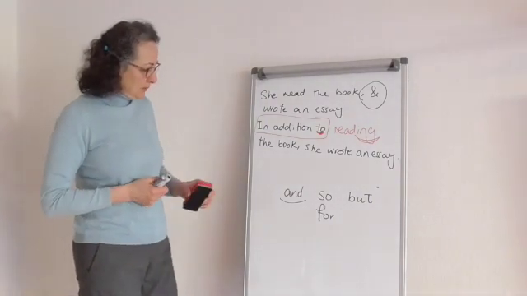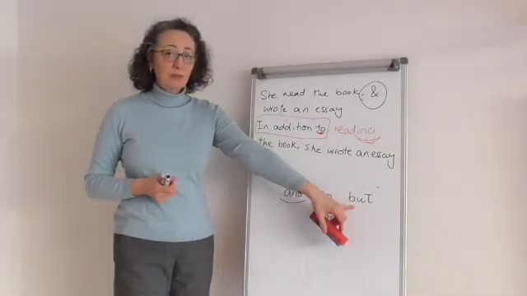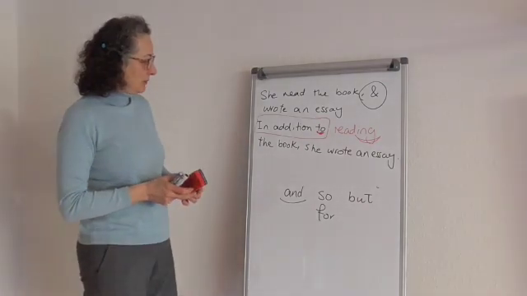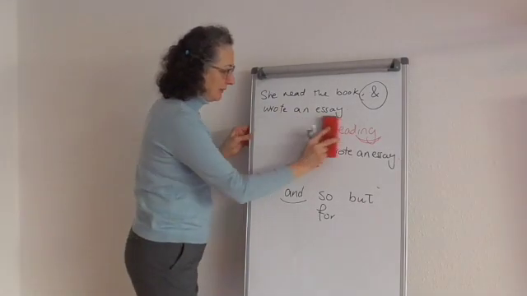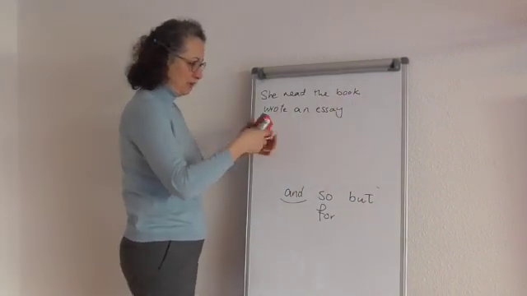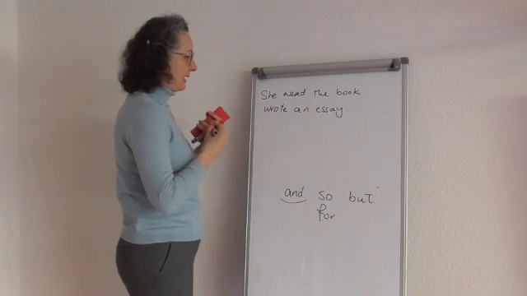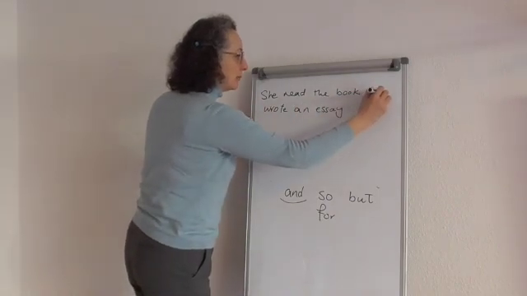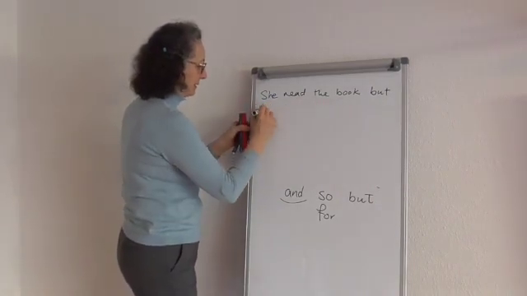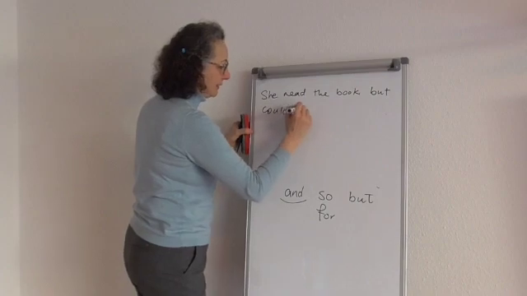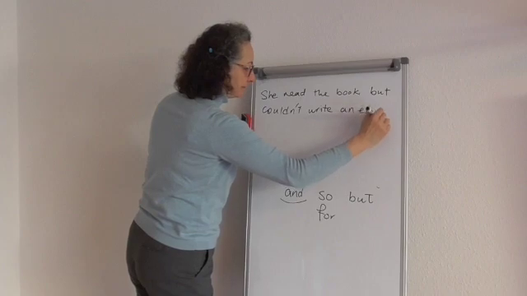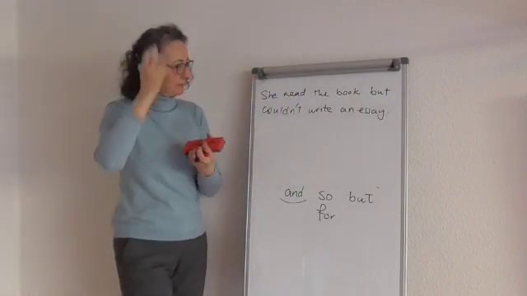Let's go to another one, contrast, "but." Here maybe we have more choices. So if I go for a complex sentence using "but," I have to change my sentence a little. So we had the sentence: she read the book, but couldn't write an essay. The book didn't help her.